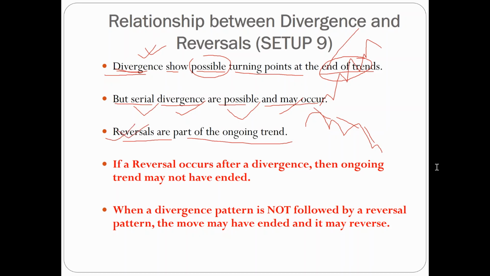We have learned. Now, listen to this very carefully. If a reversal occurs after a divergence, then the ongoing trend may not have ended. I read it again. When a reversal occurs after a divergence, then the ongoing trend may not have ended. Have you got this?